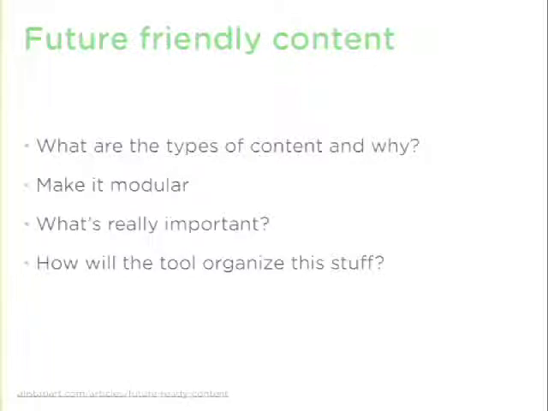Again, what's really important? So you defined what the content is and what it consists of. Now, as it's changing across devices and tablets, as layouts start to shift, what's really important? If things need to go away, is that going to matter to users? If something gets smaller, is that going to reduce the value? And also, how we organize this stuff.